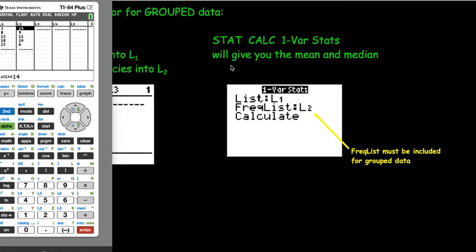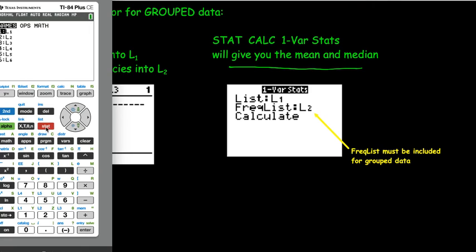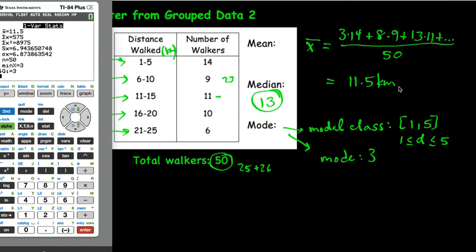And then to figure out our mean and median, we're going to do one variable stats just like we did before. So second stat, calculate, and one variable stats. But now we're going to go in and put a frequency list in here. So our frequencies were in L2, so I'm going to hit second 2, put that in there, and we go through and calculate, and it will figure out for us all these values that we did earlier. There's our mean of 11.5. Our median reports it as 13. Notice it gives us the modal class. And then again, it's not going to count the mode for you, so you have to identify that as the most frequent for yourself.